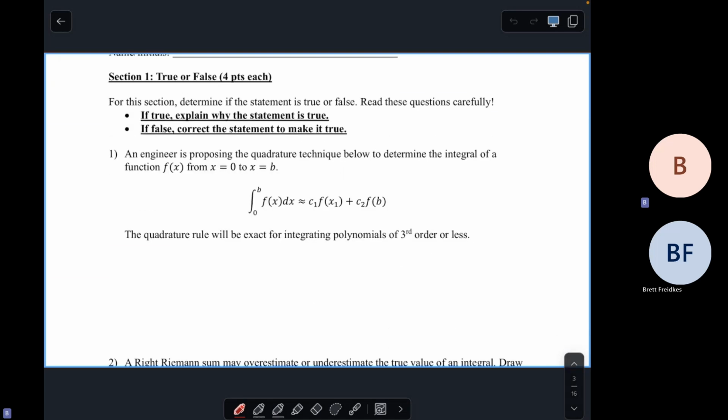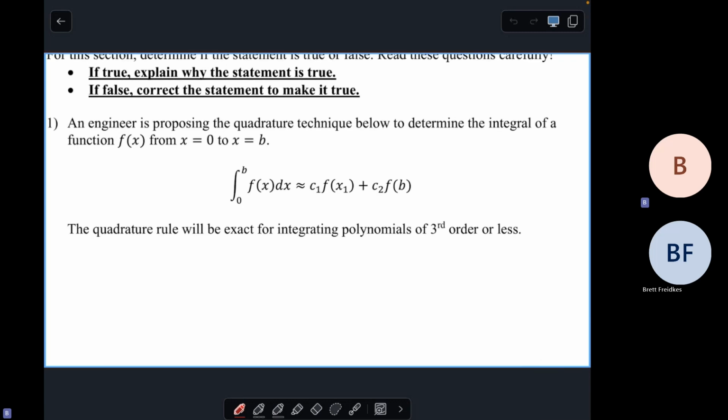True or false? An engineer is proposing the quadrature technique below to determine the integral of a function f of x from x equals 0 to x equals b. True or false? The quadrature rule would be exact for integrating polynomials of 3rd order or less.